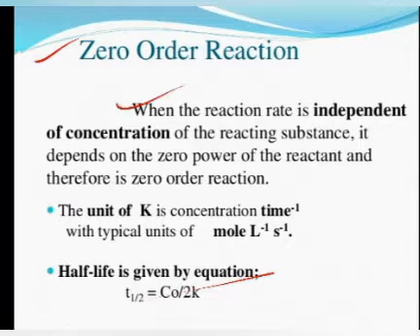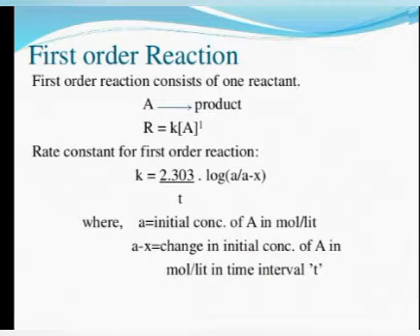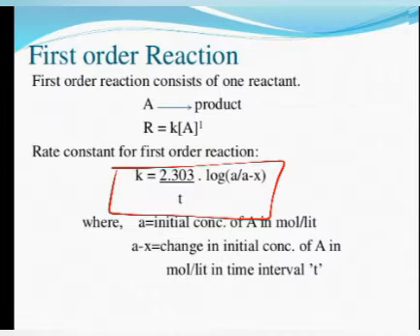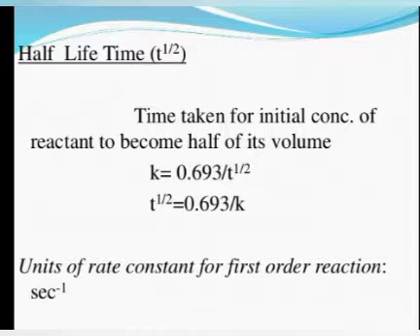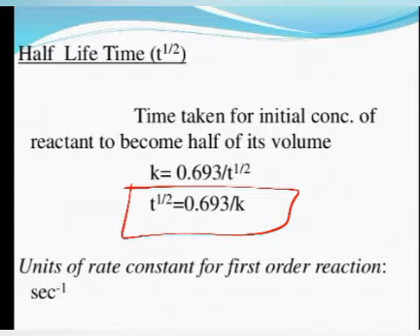In zero order reaction we studied that mol liter inverse second inverse is the unit, and it is independent of the concentration of reacting species. Whereas first order reaction depends on the first power of the concentration of reactant, that's why it is 1. The value is K equal to 2.303 upon T log A upon A minus X, whereas half life is T half equal to 0.693 upon K.